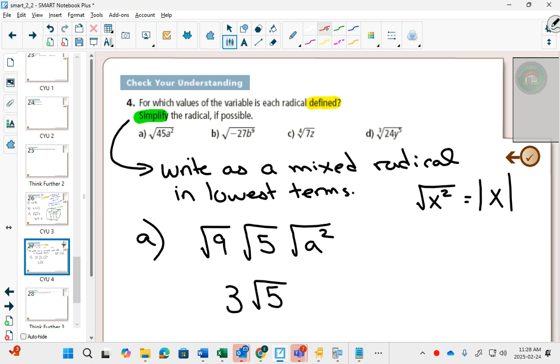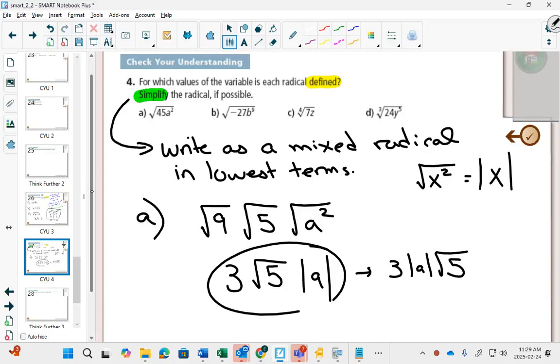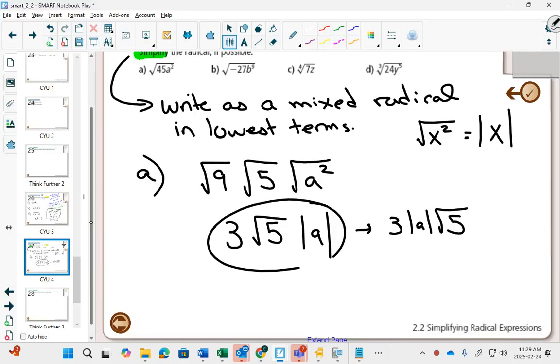What's the square root of a squared? The absolute value of a. Somehow I prefer, they have this as the answer. I always like writing my square roots last. So I think I would probably write it like this. But you have to have that a in absolute value bars. Okay, now, this worked out nicely.